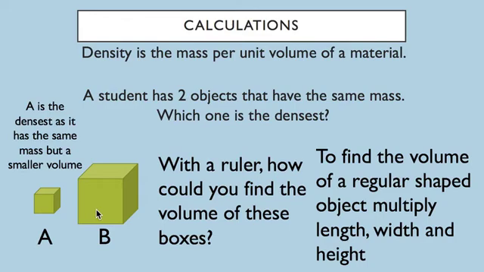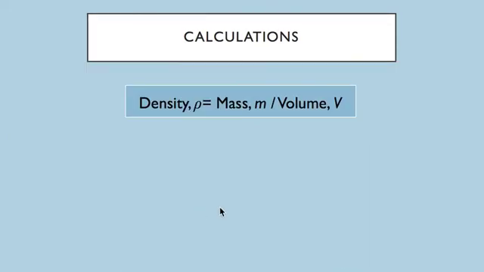Okay, so if you had a ruler, to find the volume of a regular shaped object, something like a cube, what you would do is measure the length, the width and the height, and then multiply those three things together, and then you'd be able to find the volume. And so if you knew the mass and you knew the volume, then we've said that the density is the amount of stuff in a certain amount of volume. And so we can describe the density.